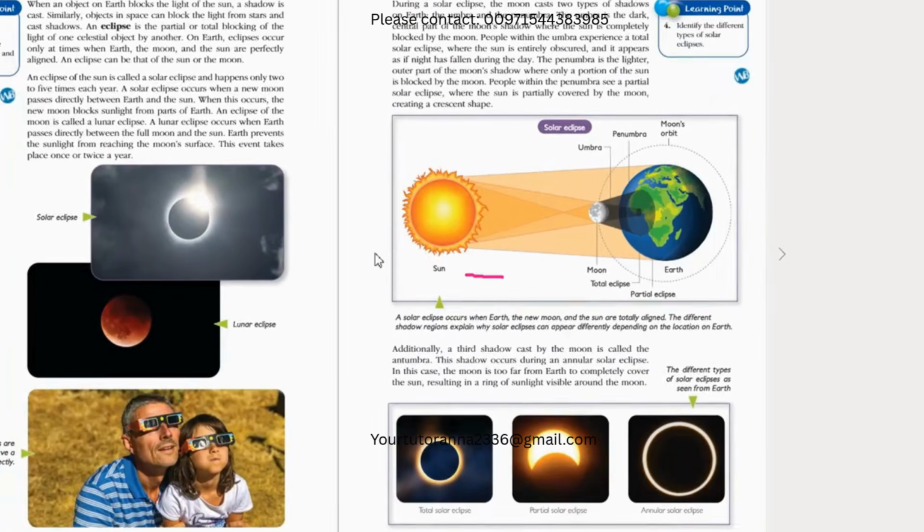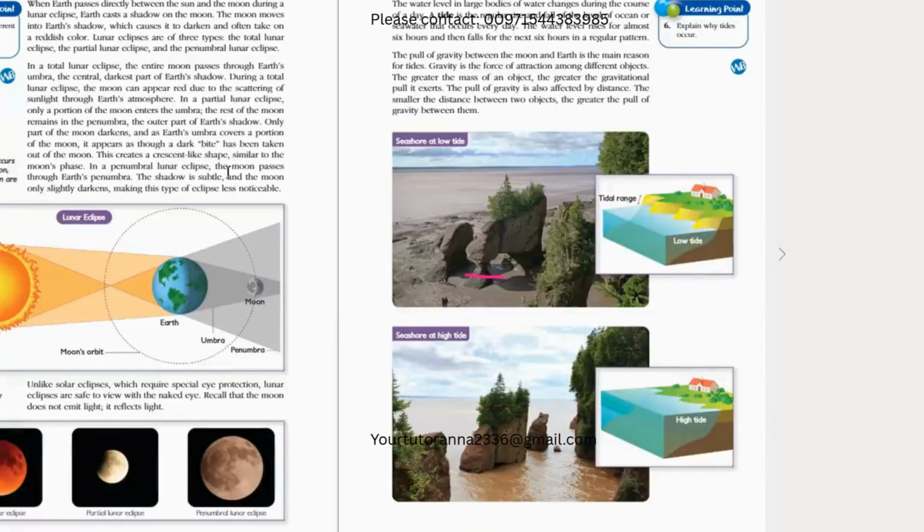Let's go to the next one. And remember, the moon is just too far away from the Earth to cover the sun completely, so it forms a ring.